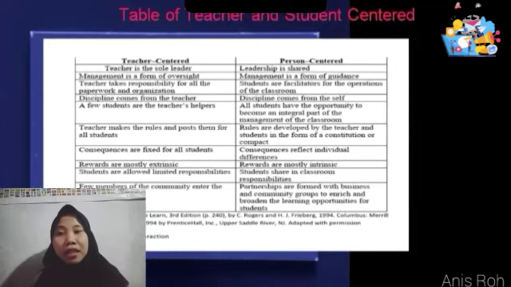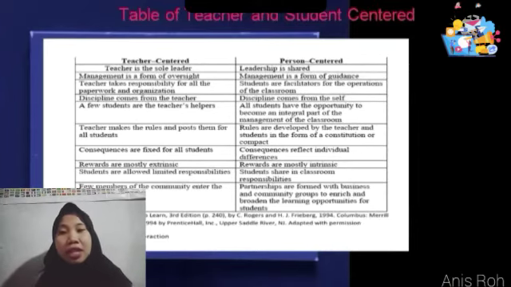The teacher makes the rules and posts them for the students, but in the other, rules are developed by teacher and students in the form of a constitution or compact. Consequences are fixed for all students, and the consequences reflect individual differences. The next is rewards. Rewards are mostly extrinsic, and rewards are mostly intrinsic. And the next is few members of the community enter the classroom, and then partnerships are formed with business and community groups to enrich and broaden learning opportunities for students.